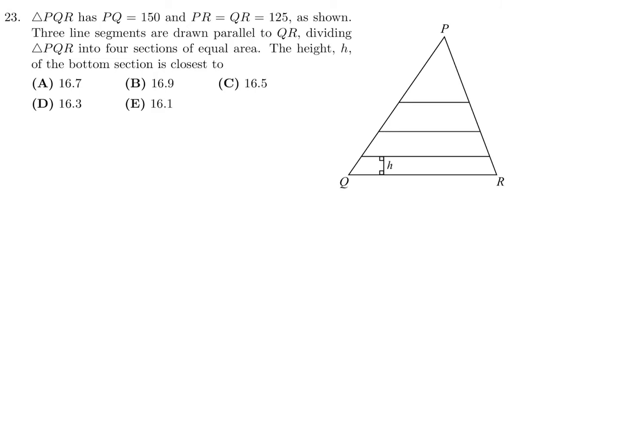Triangle PQR, PQ is 150, PR and QR are 125, as shown. 3 line segments are drawn parallel to QR, dividing PQR into 4 sections of equal area. The height h of the bottom section is closest to. Let's label as much as we can here. This is going to be 150. This is 125, and this is 125.